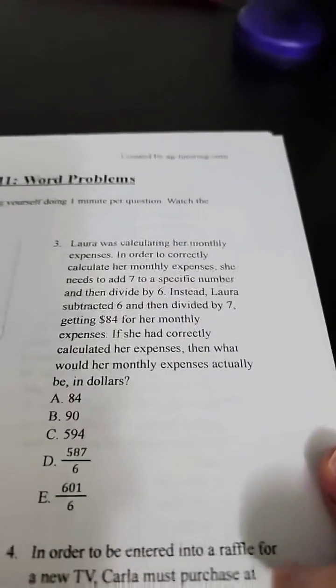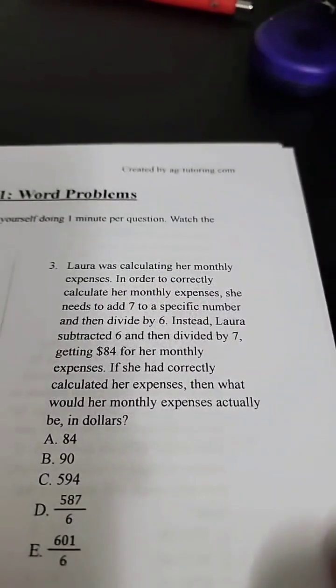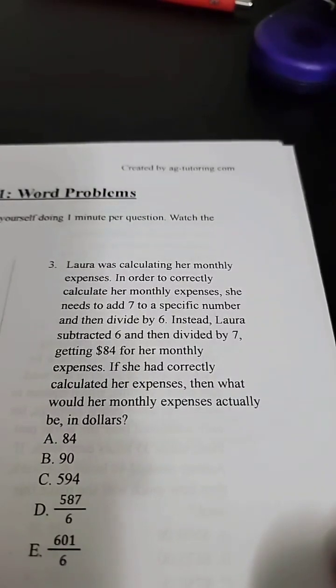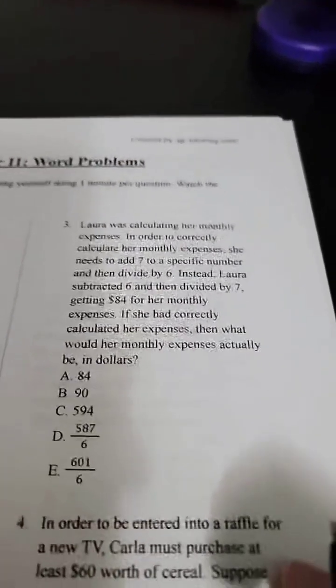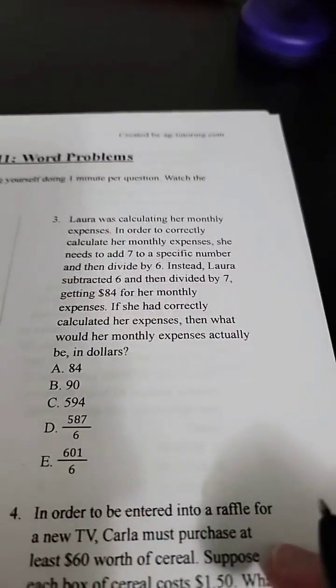So let's go to number 3. It says Laura was calculating her monthly expenses. In order to correctly calculate her monthly expenses, she needs to add 7 to a specific number and then divide by 6. Instead, Laura subtracted 6 and then divided by 7, getting $84 for her monthly expenses. If she had correctly calculated her expenses, then what would her monthly expenses actually be in dollars?